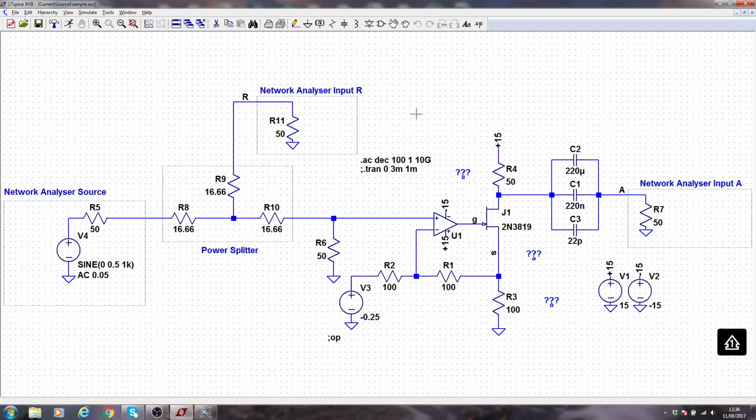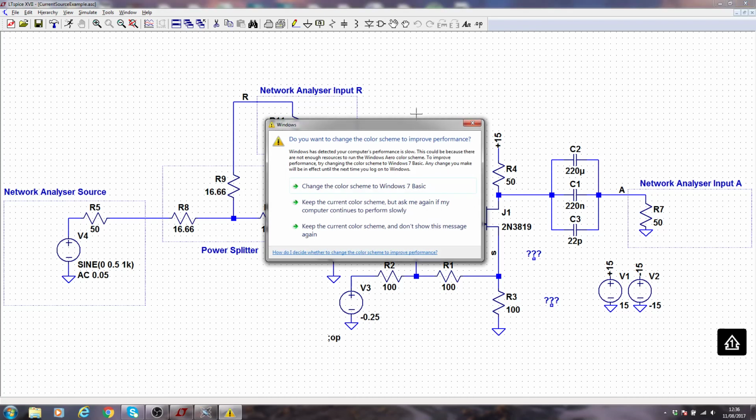The job of the network analyzer is to plot the voltage on R7, which is node A, divided by the voltage on input R, which is R11, and we call that node R. And the whole system is driven, of course, by V4. R5 is the output impedance of the network analyzer source, R11 is the input impedance of the network input R, and R7 is the input impedance of the network analyzer input A. R9, R8 and R10 are a power splitter, and that impedance matches.